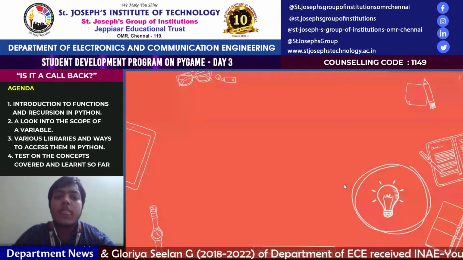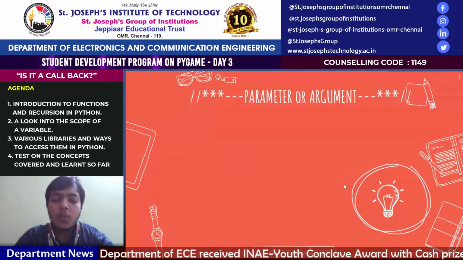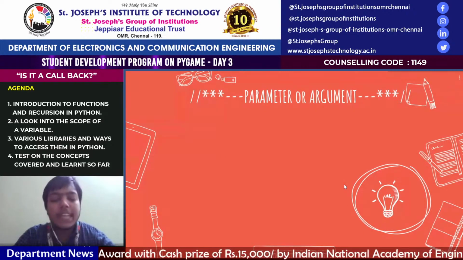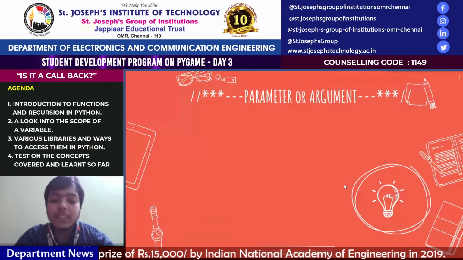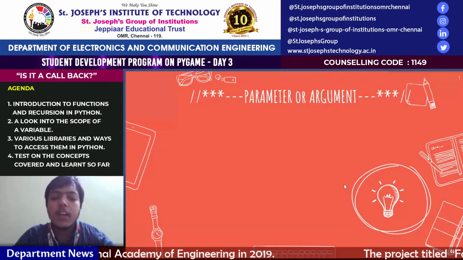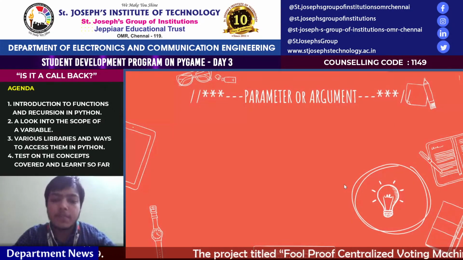Let us move on to parameters and arguments. Information can be passed into functions as arguments. Arguments are specified after the function name, inside the parentheses. You can add as many arguments as you want. Just separate them with a comma. Arguments are often shortened to args in Python documentation.